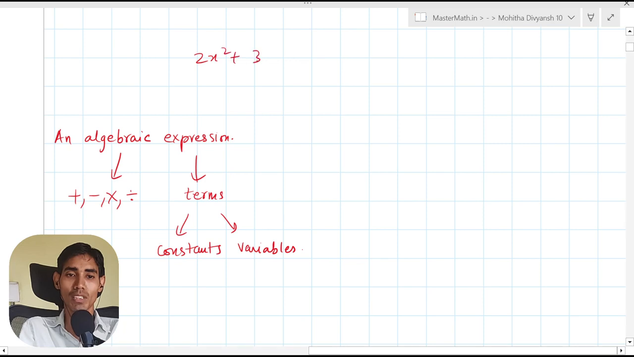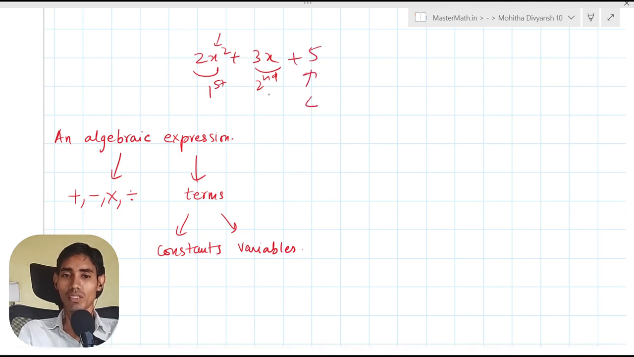So 2x square plus 3x. So this is one term, first term, and this is the second term. 3x is the second term, and x is the variable. Okay. Now, if we have maybe 5 here, that's a constant. X is variable. Now, what's the date today?